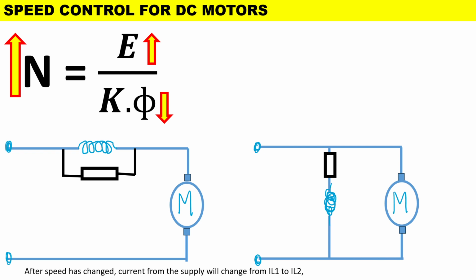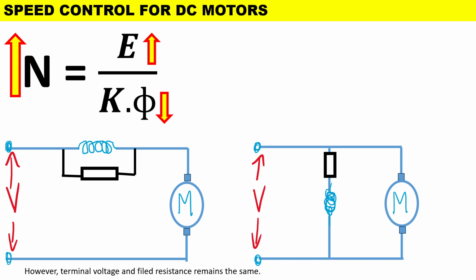After the speed has changed, current from the supply will change. That is, the supply current IL1 will change to IL2. The speed will also change from N1 to N2, and the induced EMF changes from EMF1 to EMF2, and the torque also changes from torque 1 to torque 2. However, the terminal voltage and field resistance will remain the same from the original circuit to the diverter circuit.